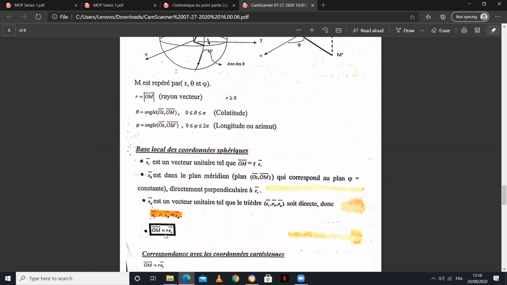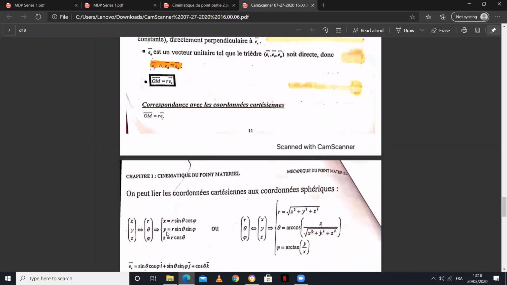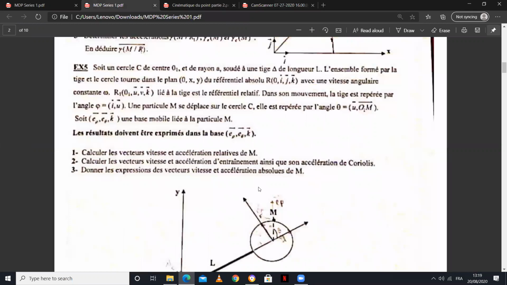OM is equal to R, ER. Because that's what's going to give you the vitesse. You'll be deriving the vector position. Acceleration, you'll be deriving twice the vector position. So when we go back to our question here, come to our question there.